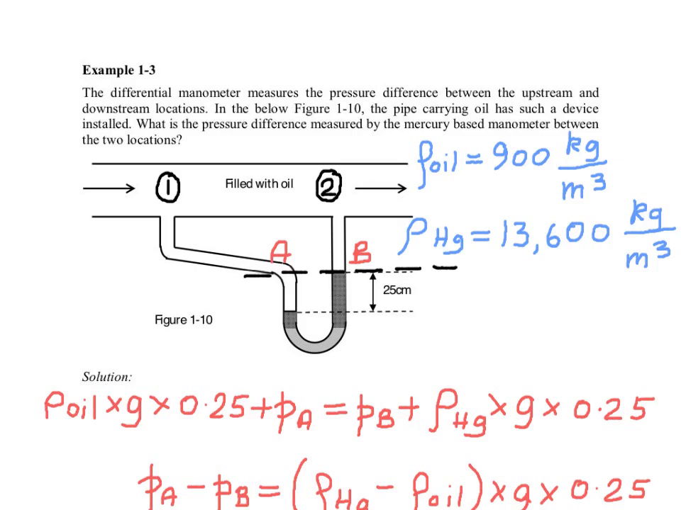So what we do is, we are not really interested in what the pressure at point 1 is and what the pressure at point 2 is, but the difference. So we use A and B, which are at the same level in the same fluid, oil, and we will examine the pressure difference between A and B, which will be essentially the pressure difference between 1 and 2.